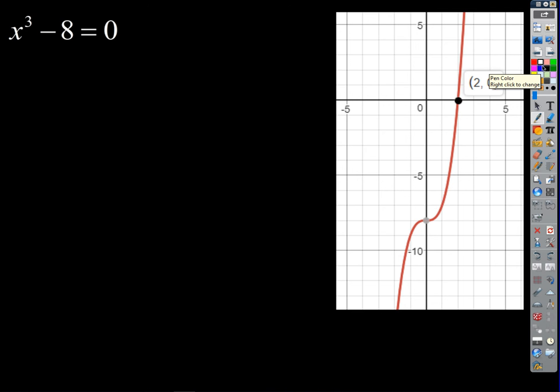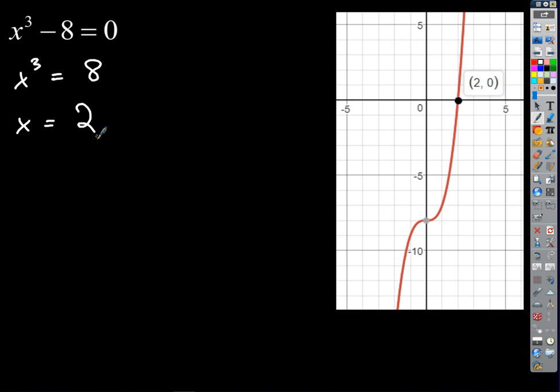Okay, good. So we add 8, and then we cube root it. So what's the cube root of 8? 2. It's not plus or minus 2, it's just 2, right? Negative 2 cubed is not 8, it's negative 8, right? Negative 2 times negative 2 is 4, times negative 2 is negative 8. So it's only one answer this time, it's a 2.